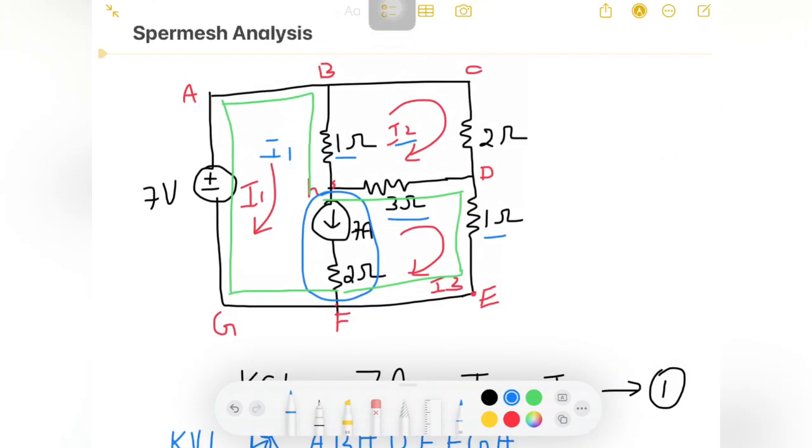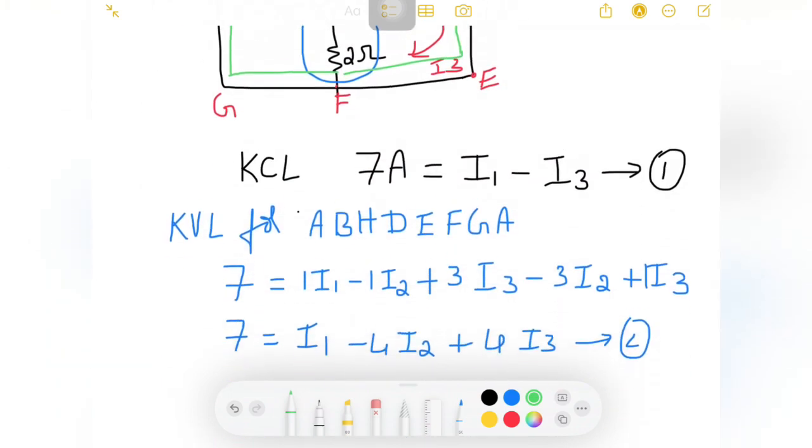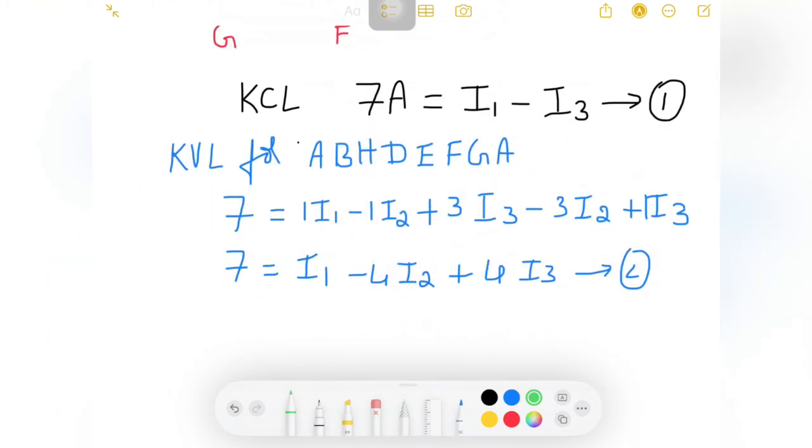Now the left out loop is this one. I need to write the KVL for this loop, that is point B, C, D, H, B. So I'm writing KVL for loop B, C, D, H, B.